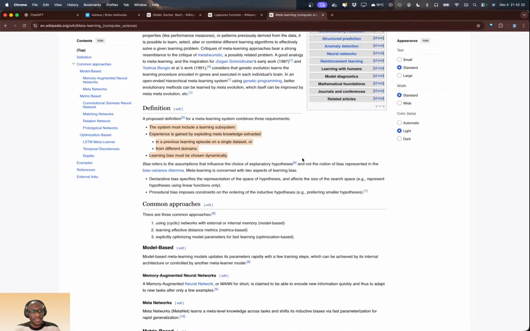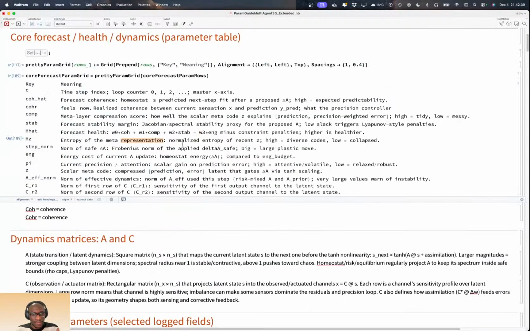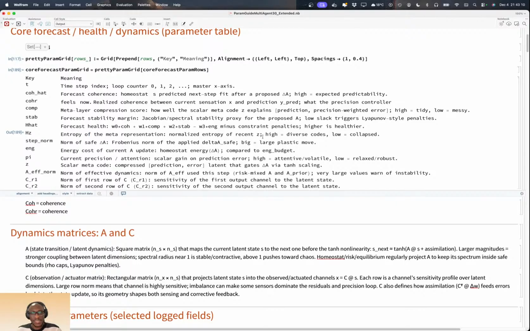This is one of the ideas that the system is built with in mind. So for the meta representation, we feed in all these plugins to the system. We want to find the entropy of the meta representation. You have to consider all the meta plugins of the system to get the entropy. So normalize the entropy of recent Z. Recent Z, we talked about as compressed code. So Z is what is compressed.